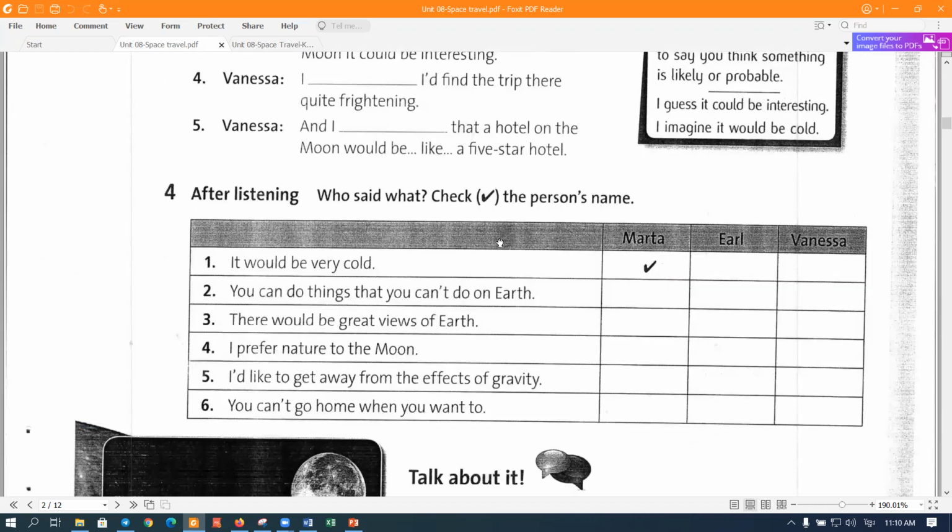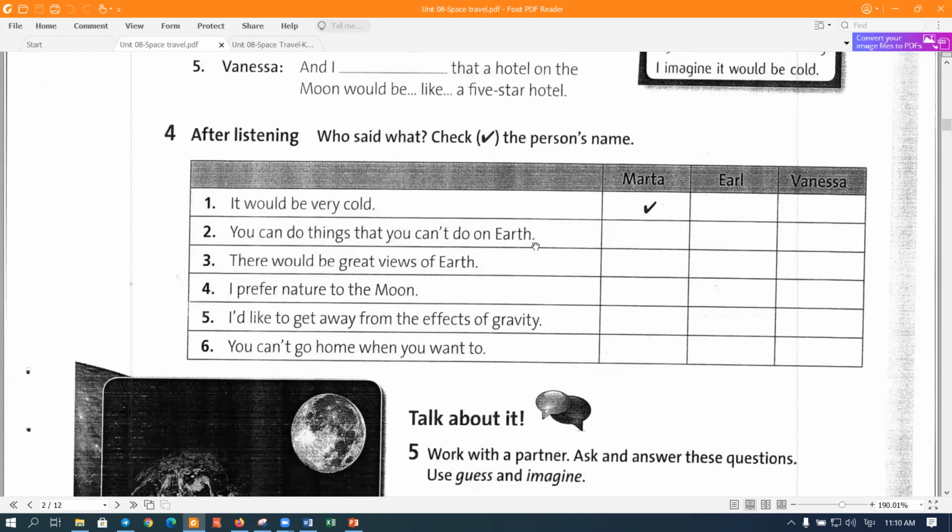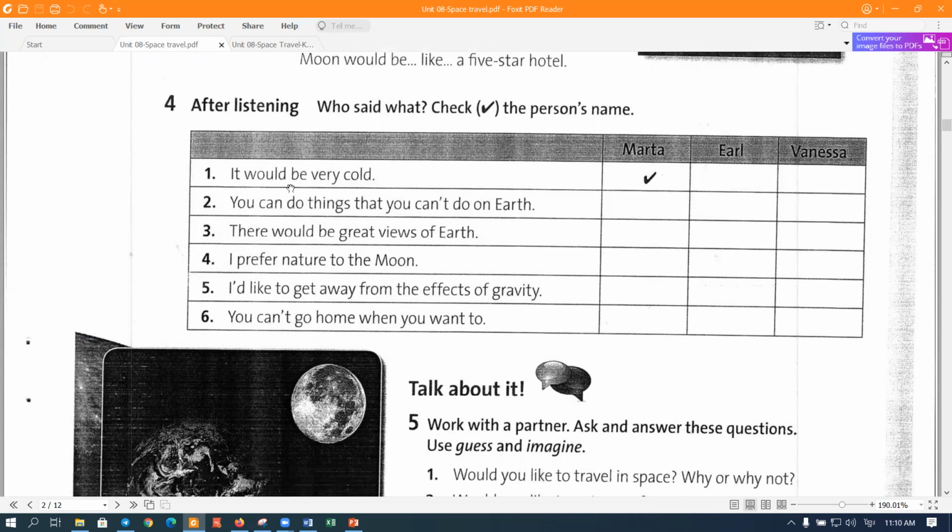I say again and again, your answer would be useful when you meet me in the conference, and also save time to meet me in the conference as well. So after listening, who said what? Check the person's name. 1, it would be very cold. Martha speak about this sentence. How about 2?